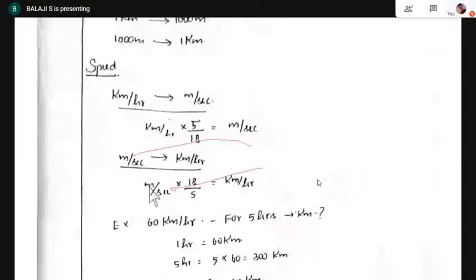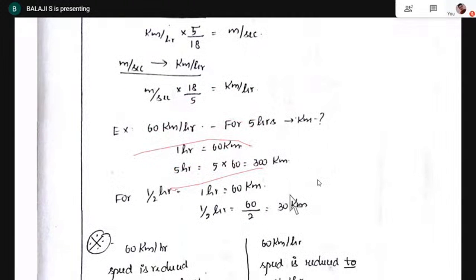Similarly, see here, meter per second. We are converting a smaller value into a larger value, so the numerator should consist of the larger value. Here, meter per second into 18 by 5 will give kilometer per hour. Okay, then we solve a few small problems.